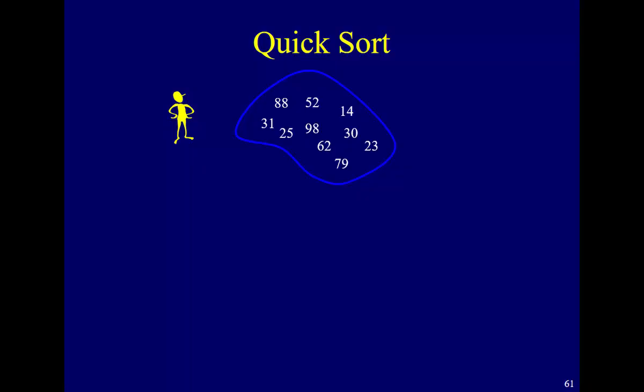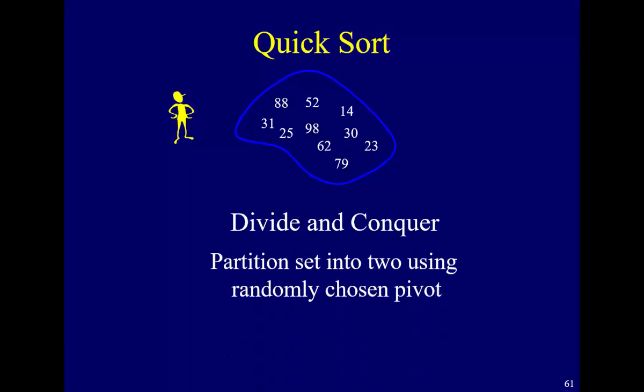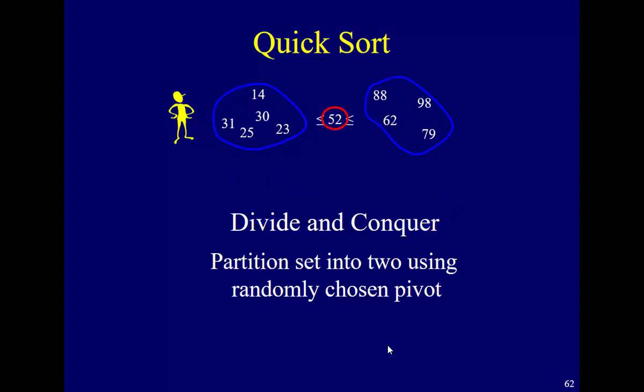Quick sort. You start with the list, and we're going to do divide and conquer. We partition it into two sublists using a random pivot. So we choose some guy to be a random pivot, and then we partition it. Everybody over here is smaller or equal to the pivot. Everybody here is bigger or equal to the pivot, and the pivot's in the middle, right?